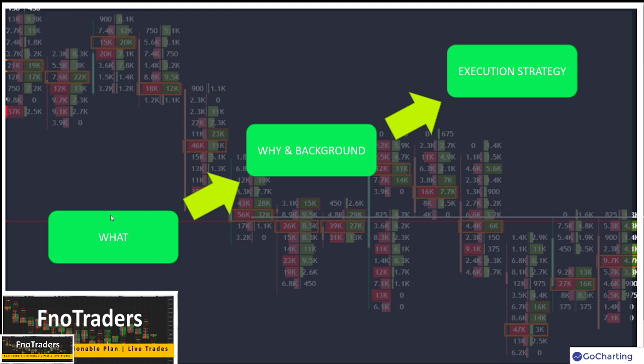Okay, what we'll cover is what is absorption, what is the background, why does it happen, etc. And then eventually into some execution strategy and key points to observe while executing the strategy.